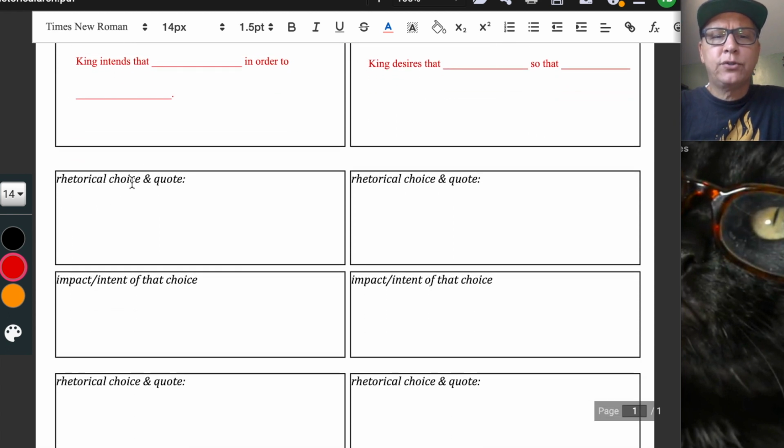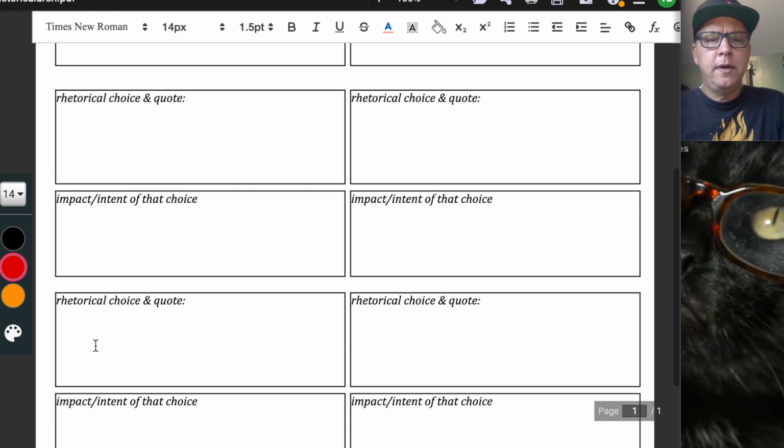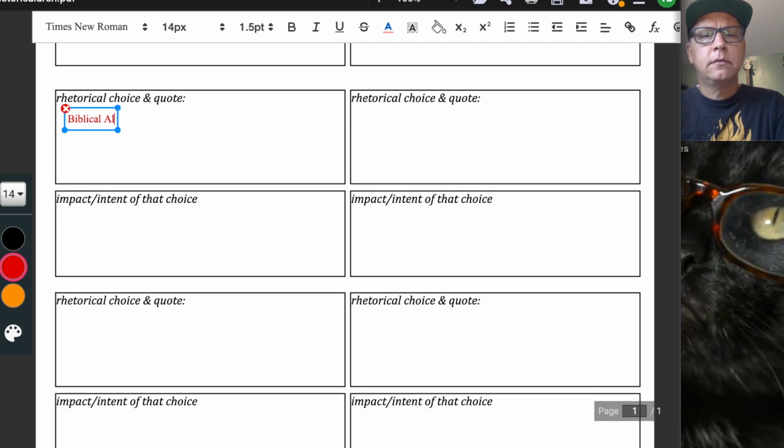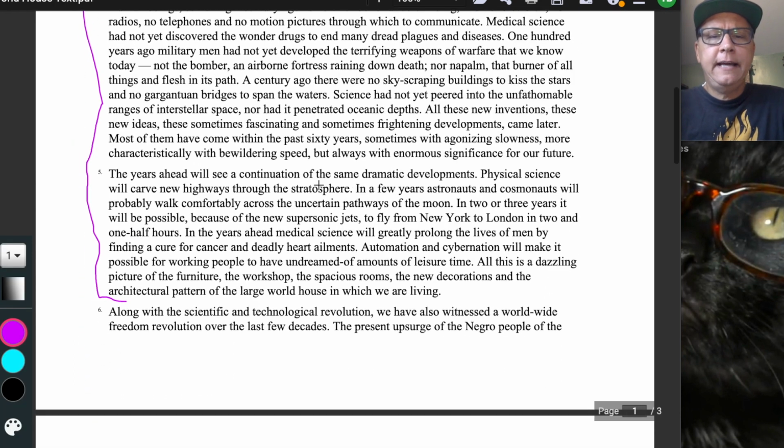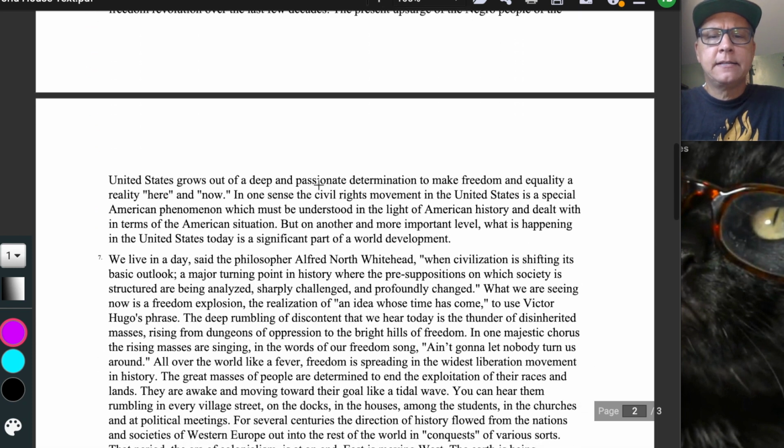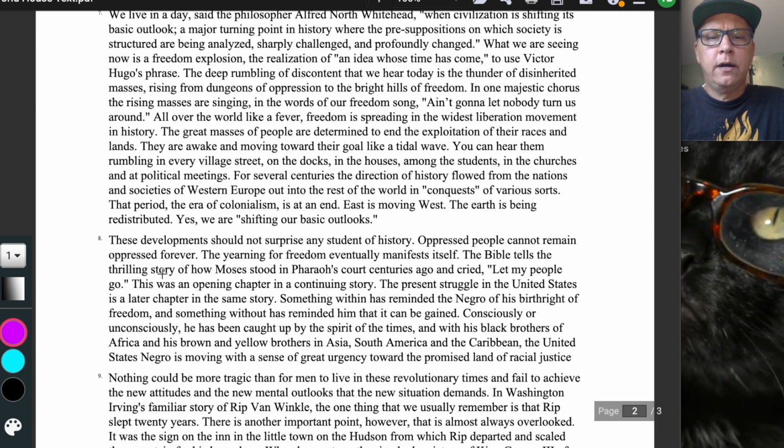And so here you have a rhetorical choice, and this could be anything from identifying a rhetorical device, not just so you can laundry list a rhetorical device, but so you can understand why he's doing that, right? So maybe in this first passage there's a biblical allusion, and the quote would be something like, if I go back to the text here, down here in this text, he has this idea where thrilling story of how Moses stood in Pharaoh's court.